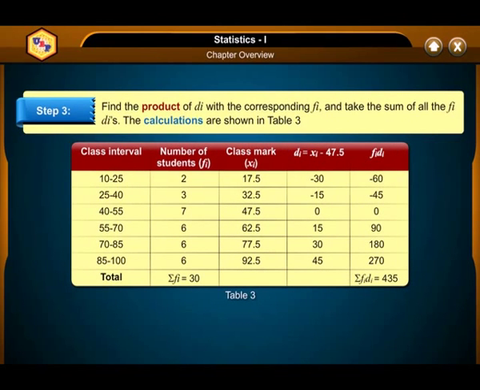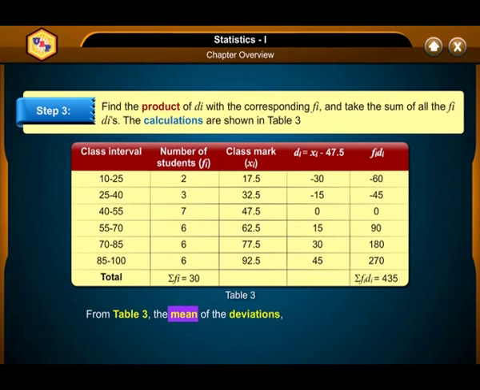Class interval, number of students fi, class mark xi, di equal to xi minus 47.5, fi di. 10 to 25, 2, 17.5, minus 30, minus 60. 25 to 40, 3, 32.5, minus 15, minus 45. 40 to 55, 7, 47.5, 0, 0. 55 to 70, 6, 62.5, 15, 90. 70 to 85, 6, 77.5, 30, 180. 85 to 100, 6, 92.5, 45, 270. Total: sigma fi is equal to 30, sigma fi di is equal to 435.